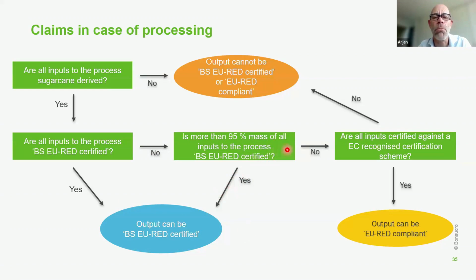However, if not more than 95% of all the inputs are Bonsucro EU-RED certified, so less than 95%, then the follow-up question is, are at least all the inputs certified against an EC recognized certification scheme, against another certification scheme? If the answer to that question is no, so if there are inputs which are not certified at all against any certification scheme, then of course no claim can be made to the output. However, if all the inputs have been certified against an EU recognized certification scheme, then yes, the output can be claimed to be EU-RED compliant. So not Bonsucro EU-RED certified, but it can be claimed to be EU-RED compliant.